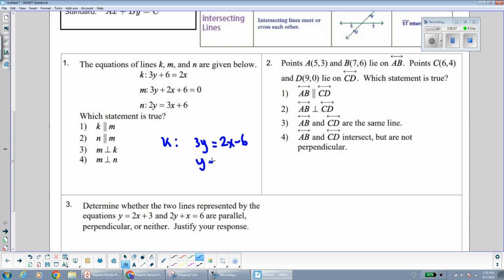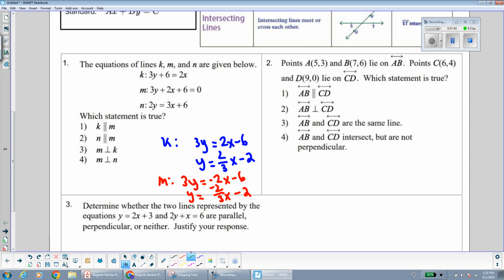Then I'm going to divide everything by 3 to get the y by itself. So that is 2 over 3x minus 6 over 3, which is just 2. Okay, I'm going to do m now. So to get m, solve for y, I've got to move over the 2x and the 6. So I'm going to subtract them both. So I have 3y equals negative 2x minus 6. And then I just need to divide everything by 3. And when I divide by 3, I have negative 2 over 3x minus 6 over 3, which is 2.